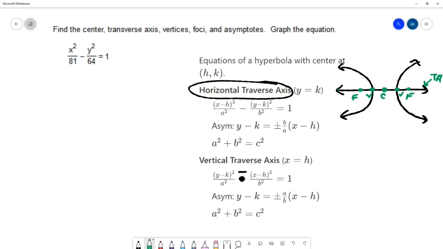Now at this point I can already tell what the center is. The center is going to be (h, k), and in my equation I don't have anything added or subtracted, so I can tell that the center is going to be at the origin, (0, 0).